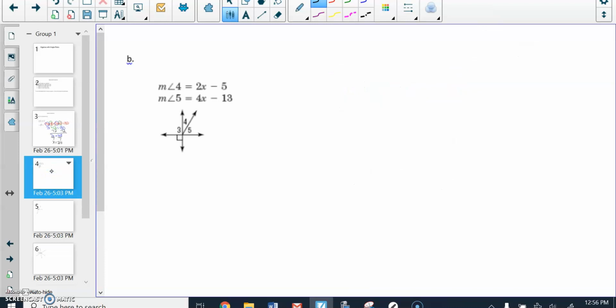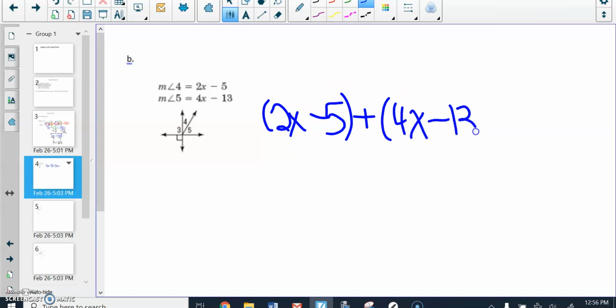Okay, looking at this picture, the measure of angle 4 equals 2x minus 5, and the measure of angle 5 equals 4x minus 13. These two angles together are vertical to a complementary angle, 90 degrees. So they are complementary angles. So if I add together 2x minus 5 plus the quantity 4x minus 13, I get a total of 90 degrees.